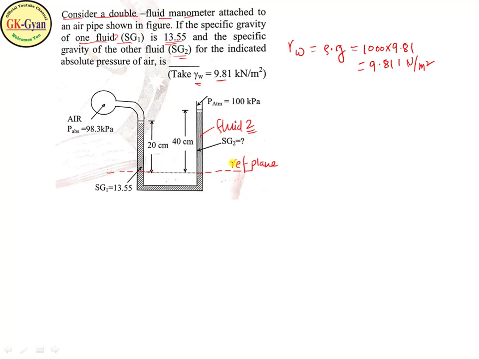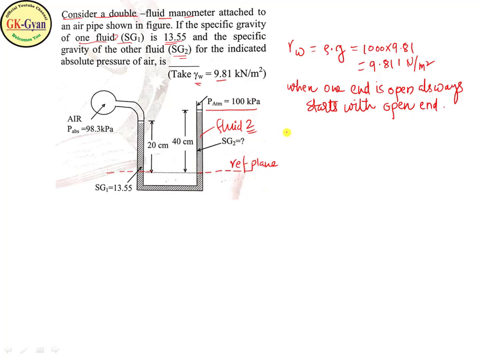Now how to start? Here one end is open to atmosphere and one end is attached to the pipe where air is passing. So start with the open end. When one end is open, always start with the open end, because we know the atmospheric pressure value. So here the atmospheric value is given. So we will start with this open atmosphere. So write down P atmosphere.